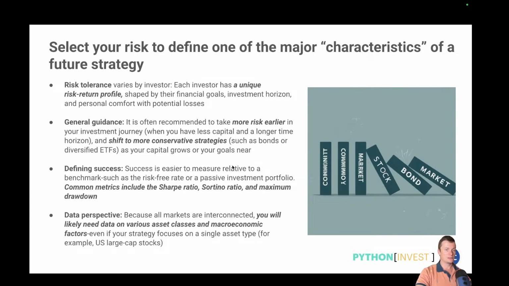Then you try to define success, whether you select some benchmark like the S&P 500 index, or you can define specific metrics like Sharpe ratio, Sortino ratio, or maximum drawdown that define your success and constraints for the portfolio selection.